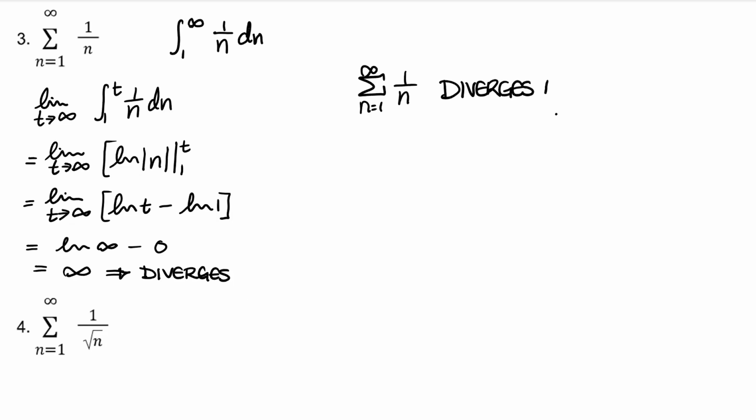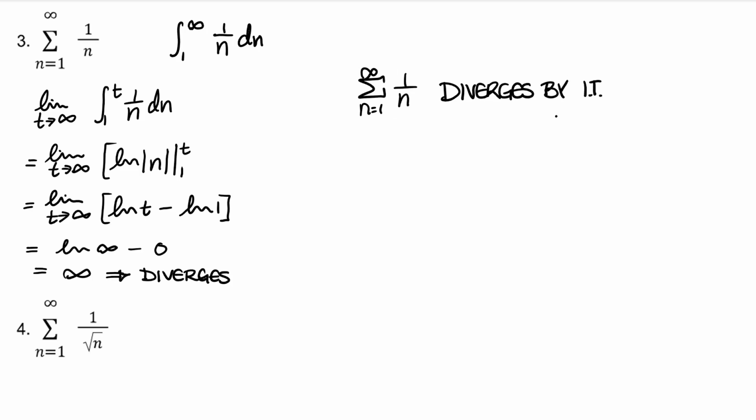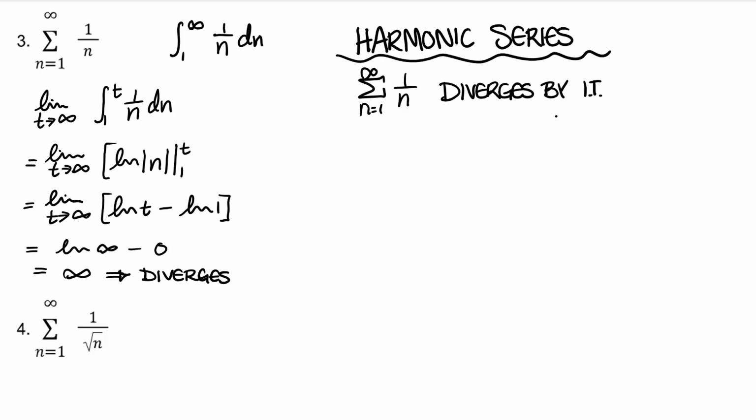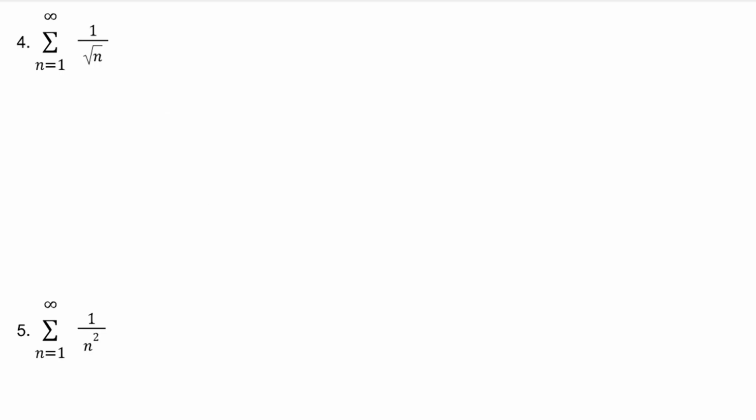In fact, not only does the series diverge by the integral test, this series appears so frequently that it has a special name all in and of itself. This is called the harmonic series. It is known that the harmonic series diverges. If you ever had to compare or use this series, all you would have to say is harmonic, so it diverges. Let's try the integral test for number 4.